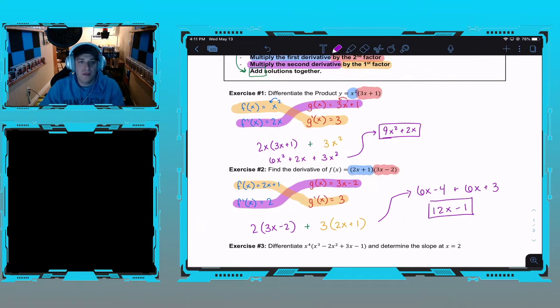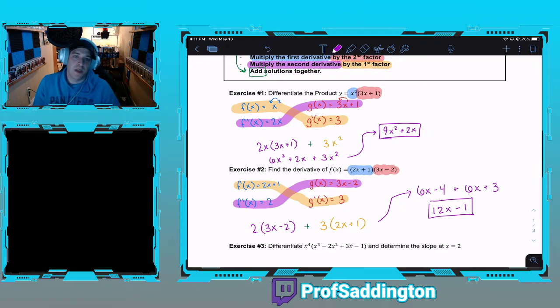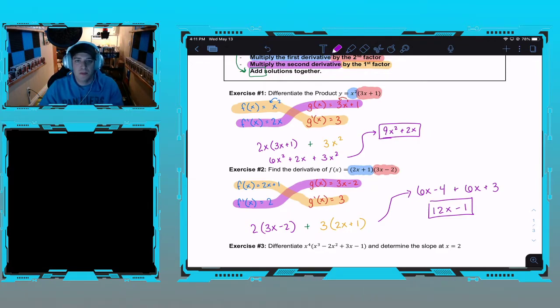So the derivative for that 2x plus 1 times 3x minus 2 is really just going to come out to be 12x minus 1.